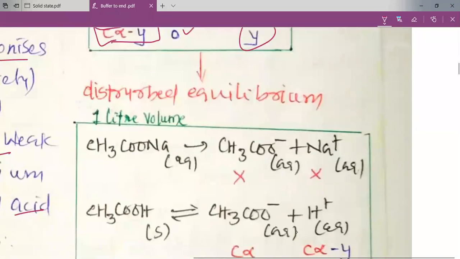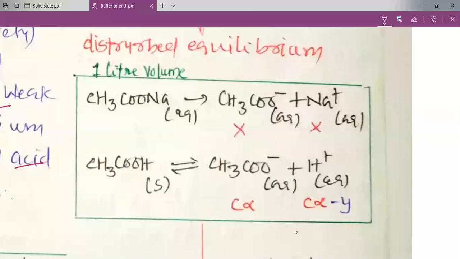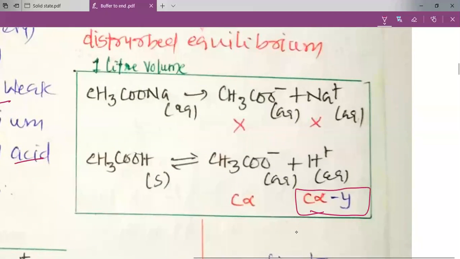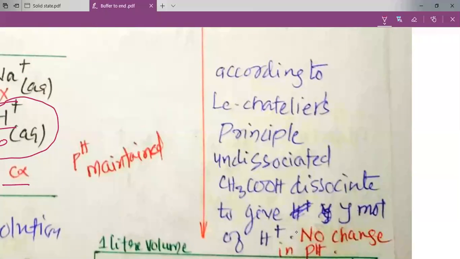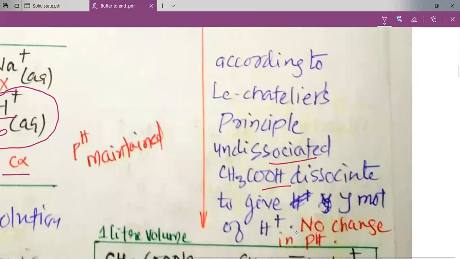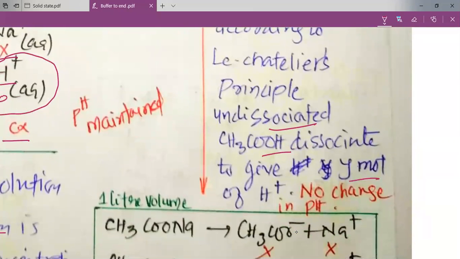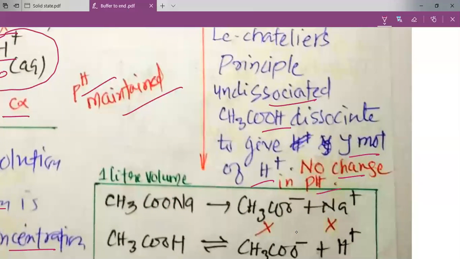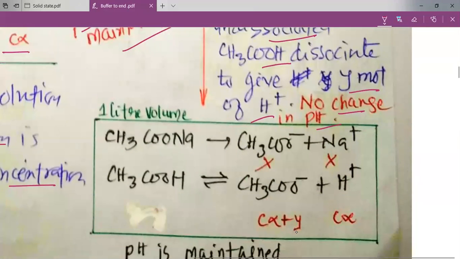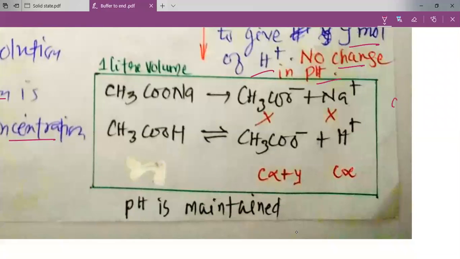So now, my dear students, we can see the disturbed equilibrium where the total volume is 1 liter. At the disturbed equilibrium, you can see that the concentration of H plus ions has decreased, and now the concentration of H plus ion is C alpha minus Y. Now what happens according to Le Chatelier's principle? Undissociated CH3COOH dissociates to give Y mole of H plus ions, and thus there is no change of pH, or the pH is maintained.